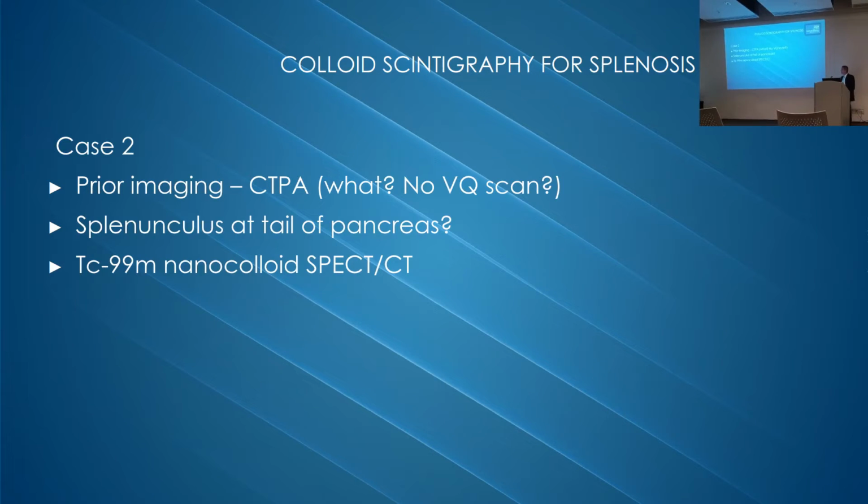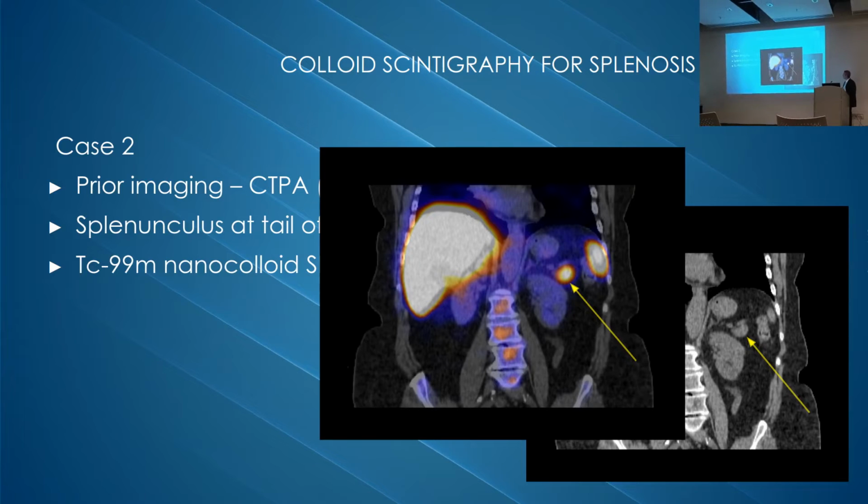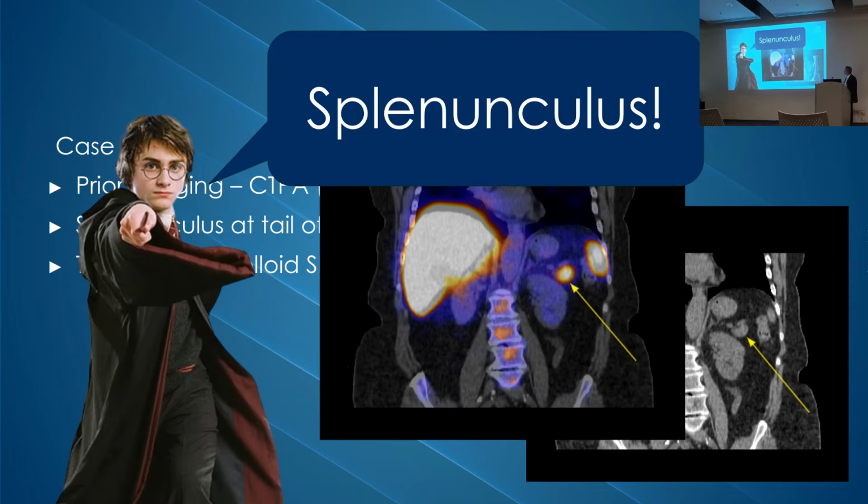We might see Harry again, spoiler. So case 2, we've got prior imaging of CTPA, and I hope no one brought a swear box to that sort of thing. Splenunculus at tail of pancreas. Well, we'll see by injecting nanocolloid and doing SPECT CT. Here's the CT scan. This is the lesion just here, indicated by the arrow, and the arrow indicates nanocolloid uptake. And no surprises, we're going to call this splenunculus.